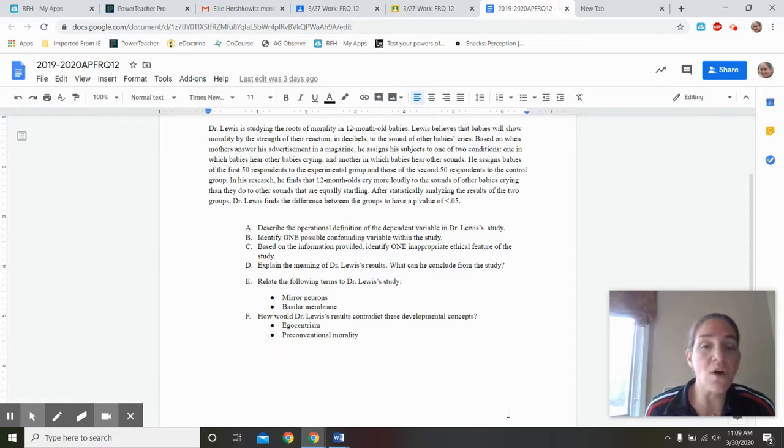Okay. And that's all you really had to say. You could just say the dependent variable, which is the effect measured of the independent variable, is the reaction of the babies in decibels, the loudness of that. Okay. One possible confounding variable within the study: the temperament of the babies, huge confounding variable.